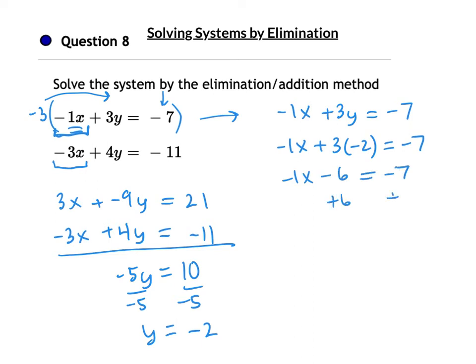Let's add 6 to both sides. Negative 1x equals negative 1. I'll divide both sides by negative 1 to get x by itself, and x is positive 1. So the solution to this system of equations is x is 1, y is negative 2.